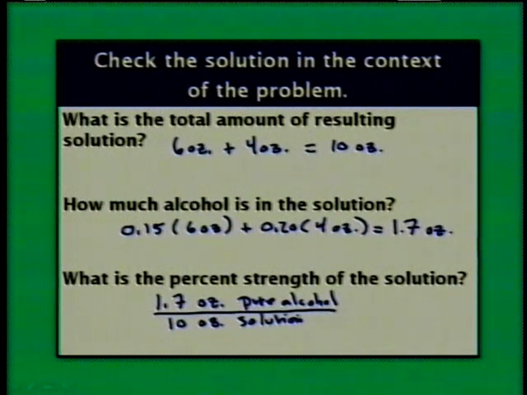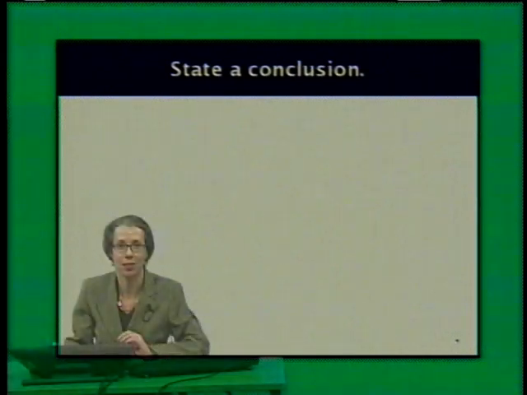And notice what I have here, if I look at just the numbers, if I multiply both the numerator and denominator by 10, this is equivalent to 17 over 100, which is indeed 17%, which is exactly what I wanted. So I know my solution checks. Now I want to state a conclusion.